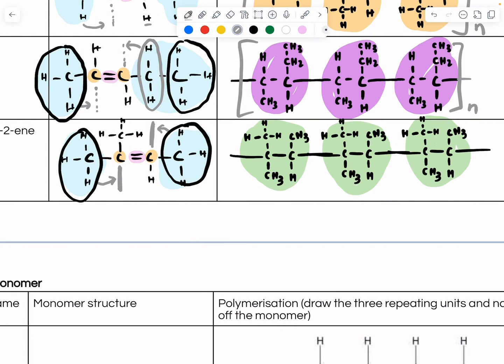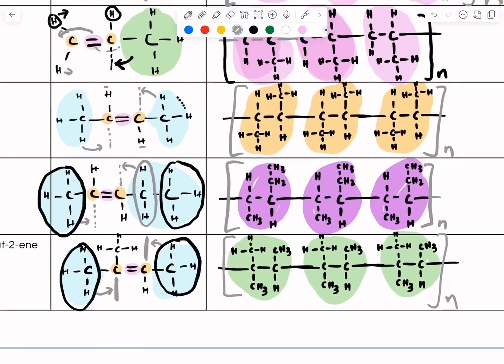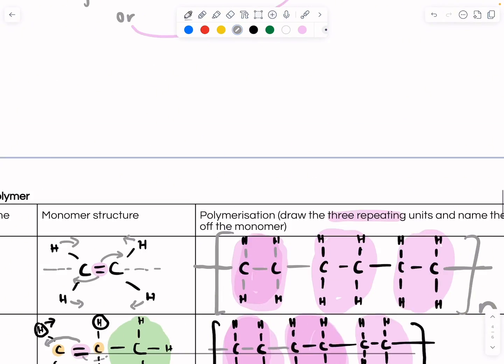Nice. Okay, final thing, brackets. Easy peasy, and this is how we do it. This is how we roll.